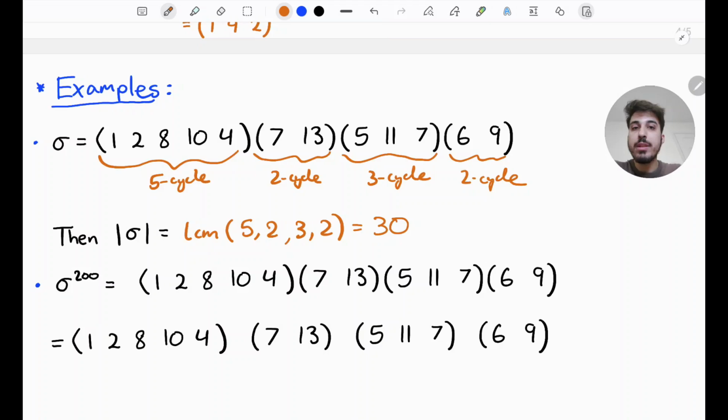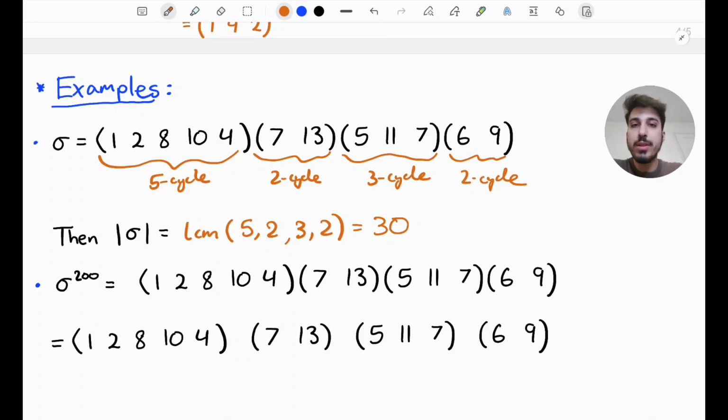Now, sigma to the 200th power is equal to what? Well, obviously, if we do not have the properties that we've discussed, if we do not have disjoint cycles, commutativity, and all of that good stuff, it would take us ages to calculate sigma to the 200th power. But thanks to all these properties, we can calculate it much, much quicker.